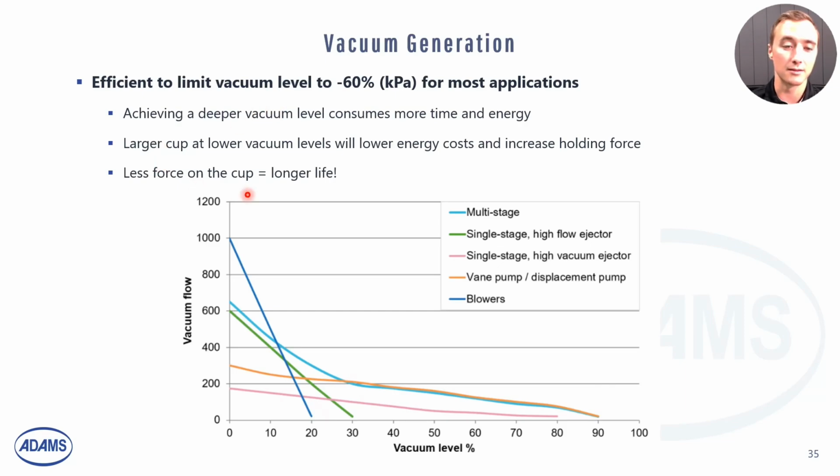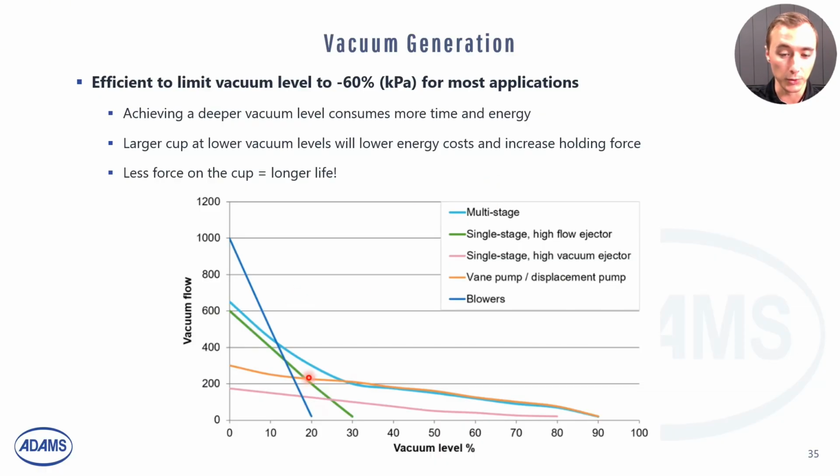So in most applications, just using a larger cup at a lower vacuum level is going to be a more energy efficient and cost-effective solution to get the holding force required for that application. And less force on the cup also equals longer life. So you're not creating a scenario where it's a big pressure differential and you get higher forces being applied to that cup, and it's going to make it wear much faster.